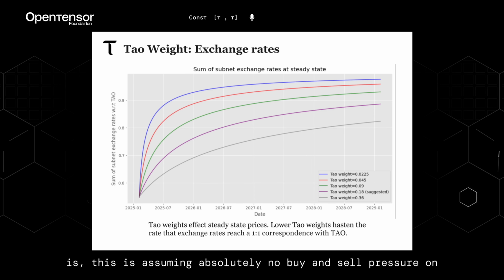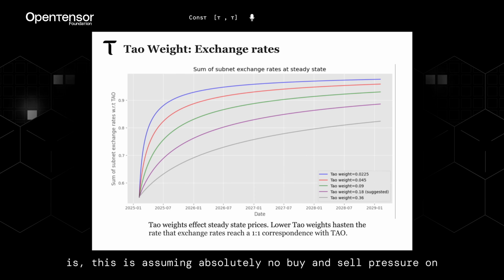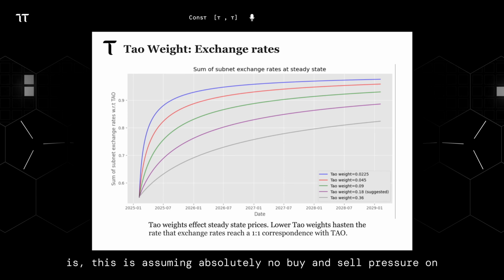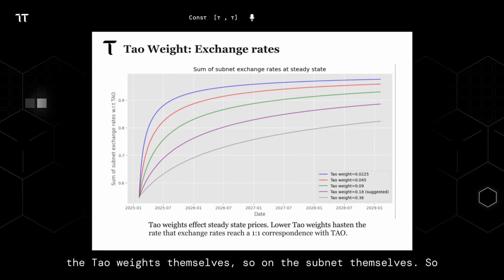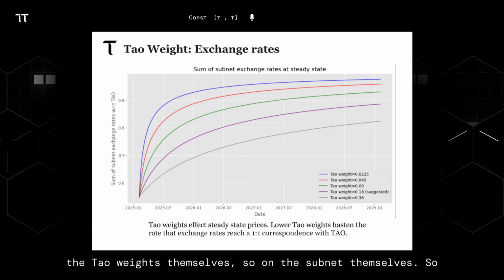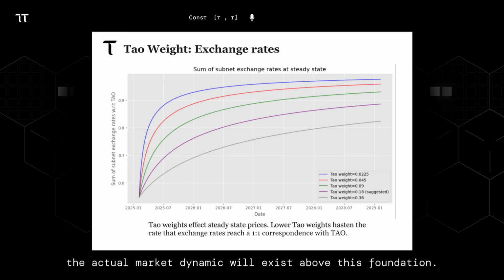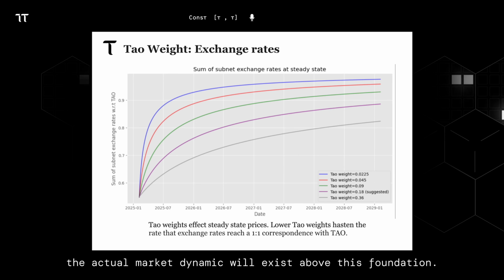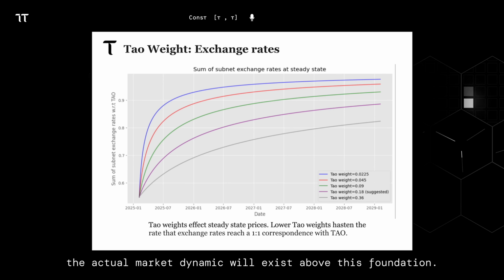Note that this is assuming absolutely no buy and sell pressure on the subnets themselves. So the actual market dynamics will exist above this foundation.